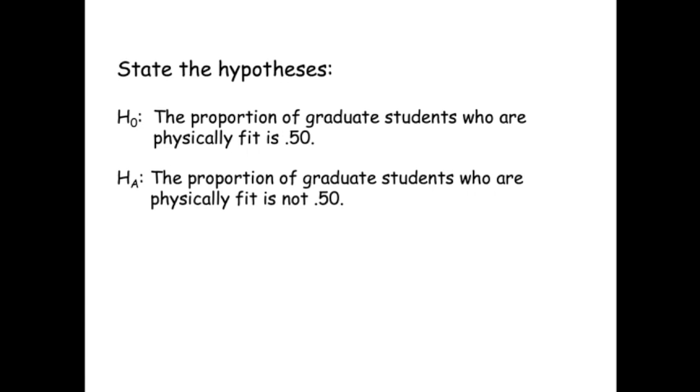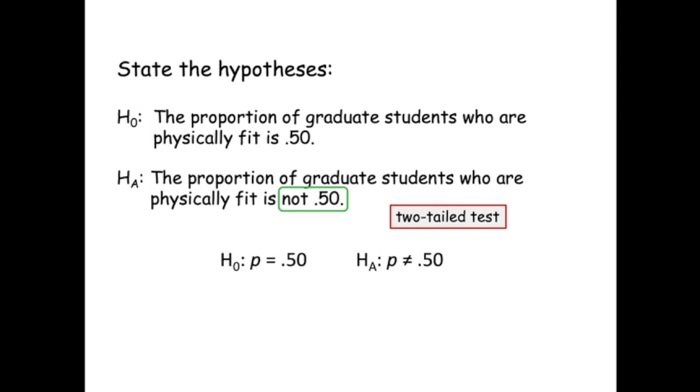The null hypothesis is that the proportion of graduate students who are physically fit is 0.5, or that it is the same as it was 30 years ago. The research hypothesis is that the proportion is not 0.5. We are looking for a difference, so this is a two-tailed test. We can write these hypotheses in shorthand as p equals and does not equal 0.5.